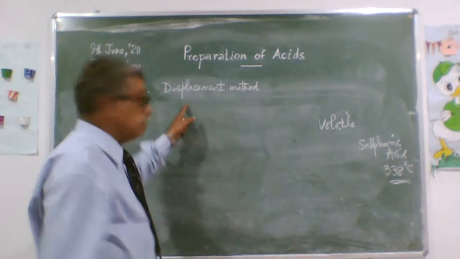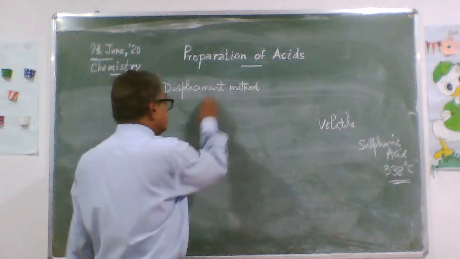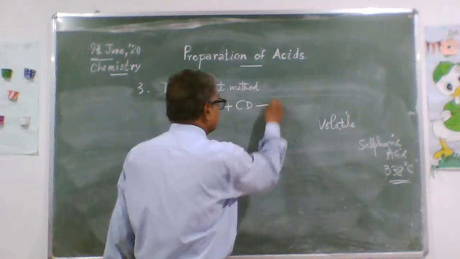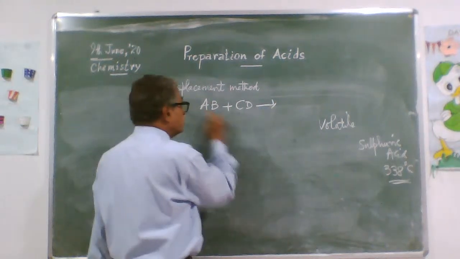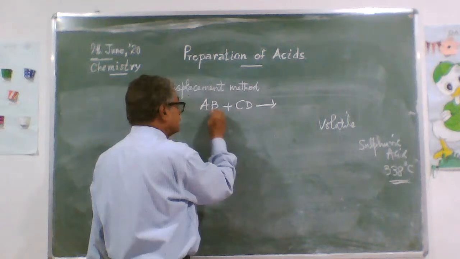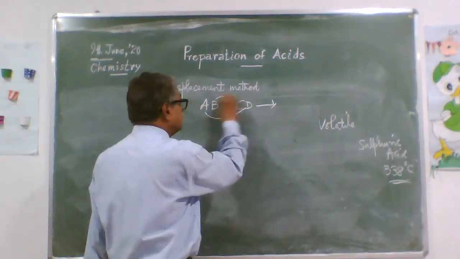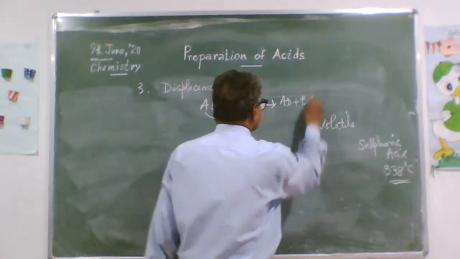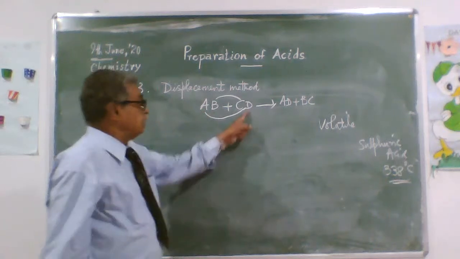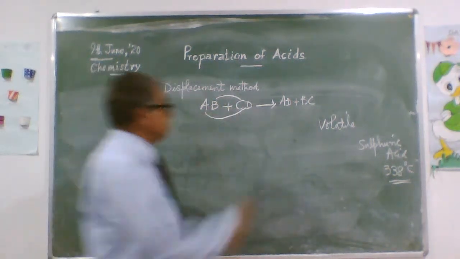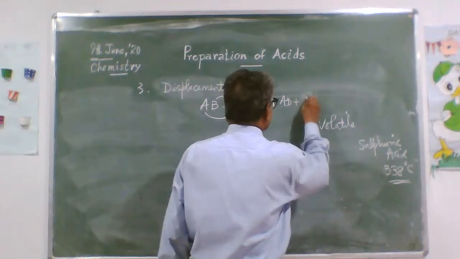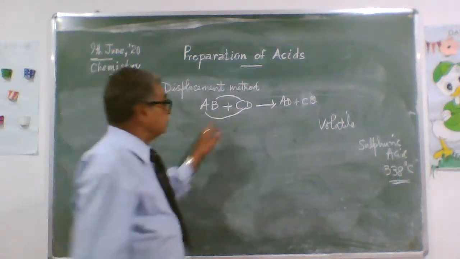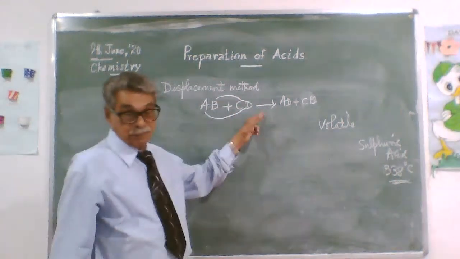It's not strictly a displacement. In displacement, the reaction is usually between a compound AB and a compound CD. When they combine, there is an exchange of partners. A takes D and B takes C. So AD and BC. It's an exchange of partners. This type of chemical reaction is usually known as displacement reaction.